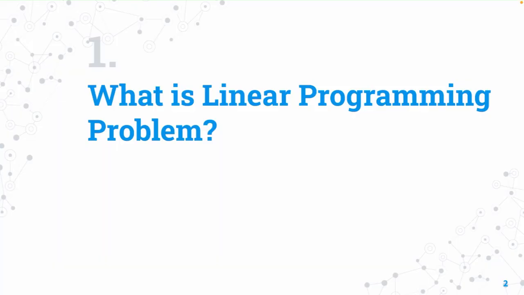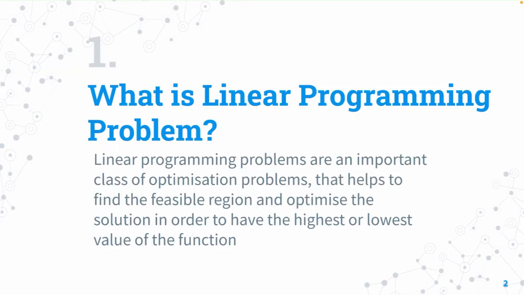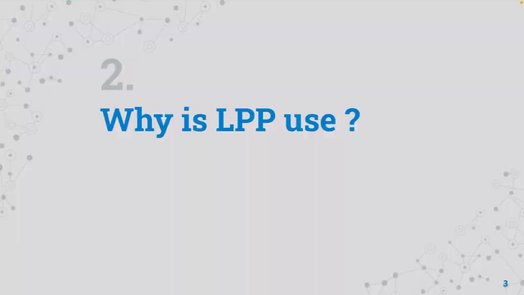What is a linear programming problem? Linear programming problems are an important class of optimization problems that help to find the feasible region and optimize a solution in order to have the highest and lowest value of the function.